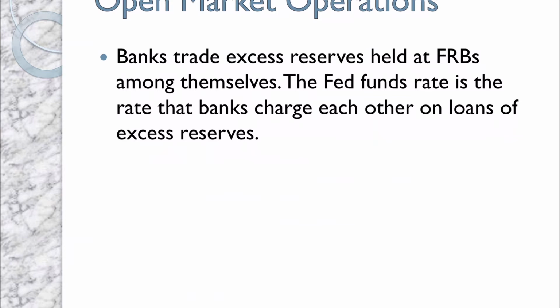Open market operations are controlled by the Federal Open Market Committee that I discussed previously. So that is the 7 board of governors of the Fed in addition to Federal Reserve banks. Now, banks trade their excess reserves. Remember, they have two types of reserves: required reserves and excess reserves. If one bank is low on their required reserves, they can trade with another bank that has excess reserves. And the rate that the bank that has the excess reserves would charge is called the federal funds rate. So this federal funds rate is the rate that banks charge each other on loans of excess reserves. Typically, these are one-day loans.